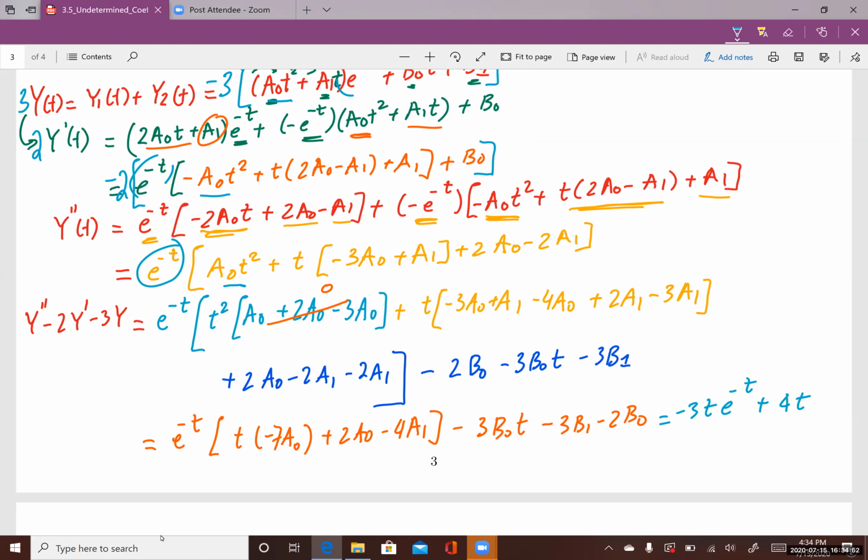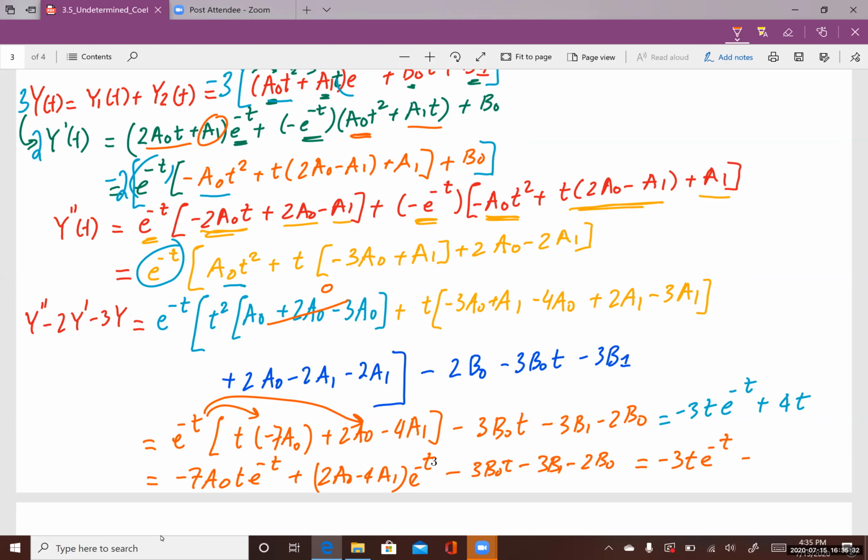Just one second here. I need to do another step on this side. So I distribute it in. I would have negative 7a0 t e to the negative t plus 2a0 minus 4a1 times e to the negative t. Okay. And I just move this down, negative 3b0t minus 3b1 minus 2b0. Okay. Equals to negative 3t e to the negative t plus 4t.